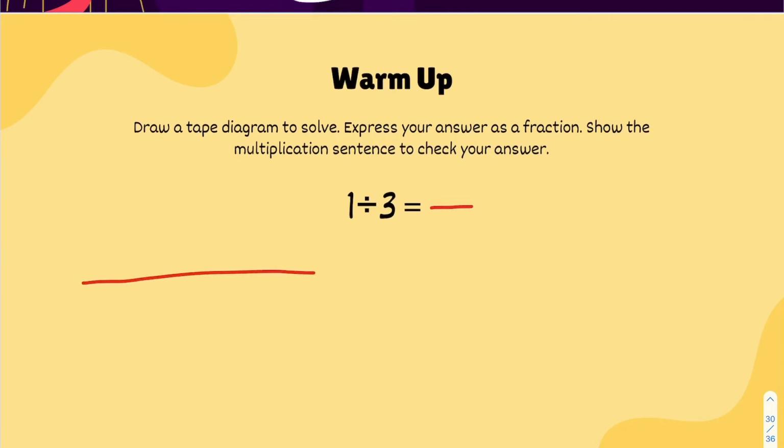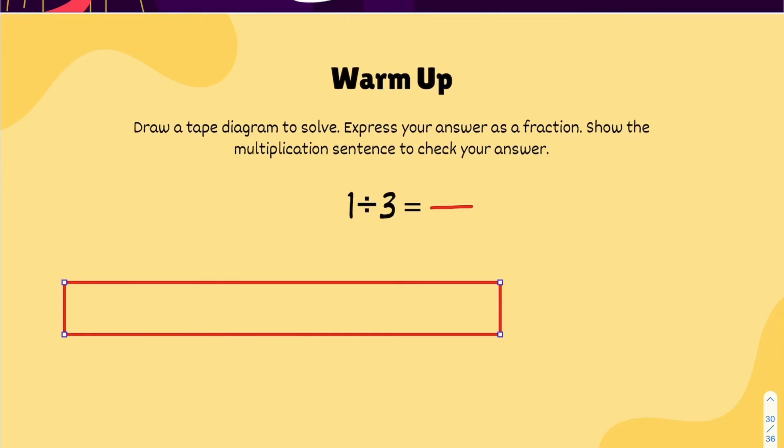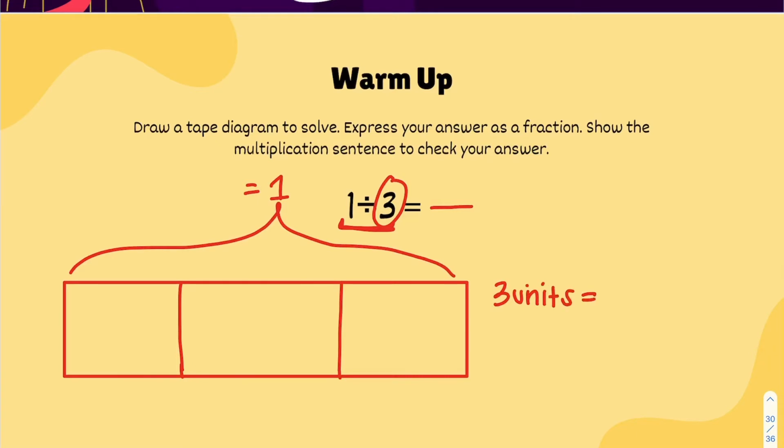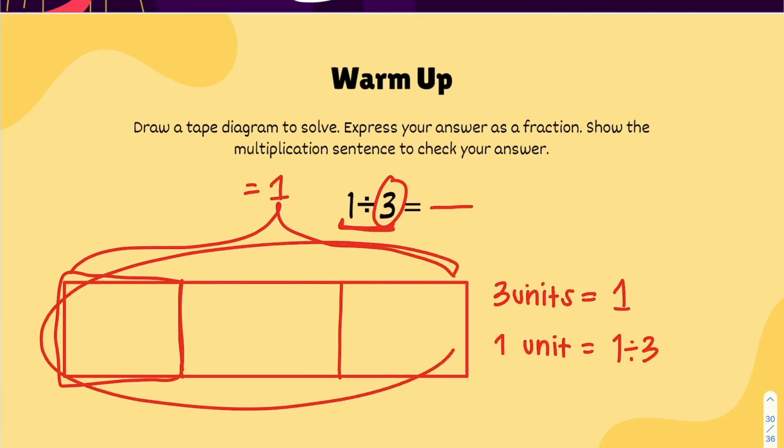The first thing we're going to do is draw our 1. So this right here is equal to 1. Then we need to split this up into 3, like it says there. So there's 3. This can be said as 3 units is equal to 1, where 1 unit, one of these little blocks, is equal to 1 divided by 3, because here we have 1, and we need to divide by 3 because there's 3 of them.